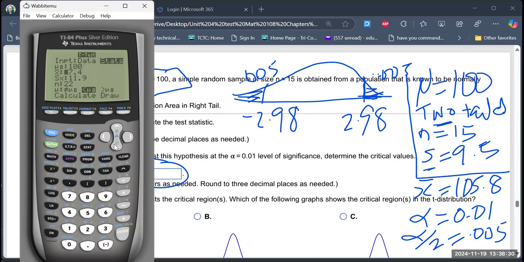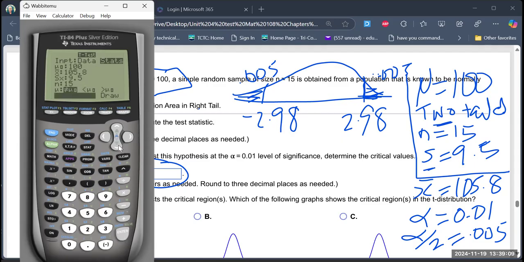What is the sample mean we are supposed to use to test that? Given to us is 105.8. What is the sample standard deviation given to us? It is 9.5. What is the sample size? It is 15 in this question. What kind of test am I doing? Two-tailed.